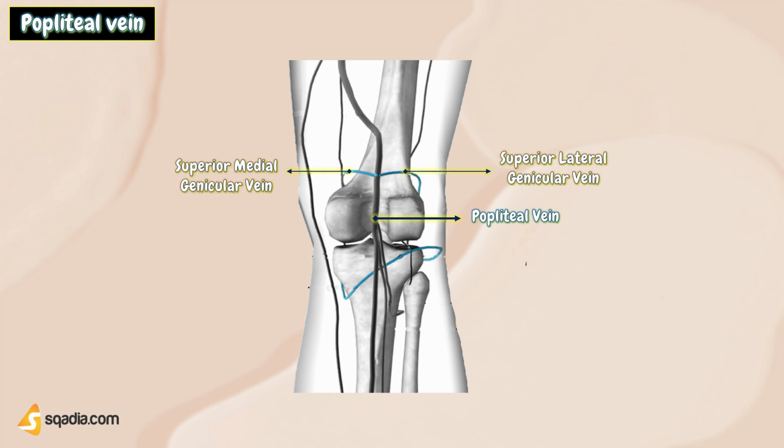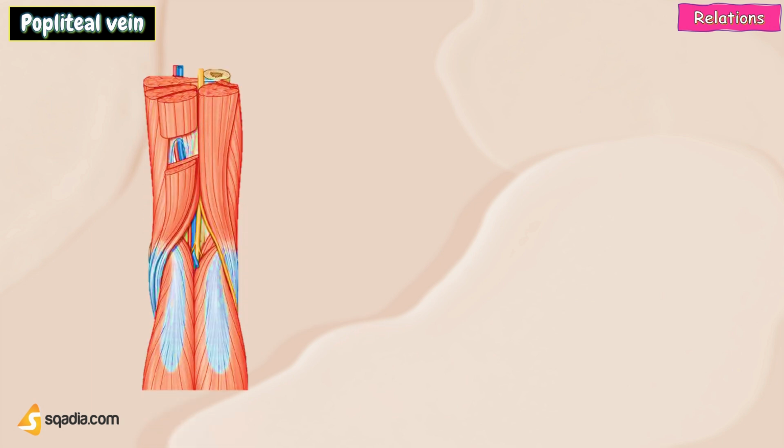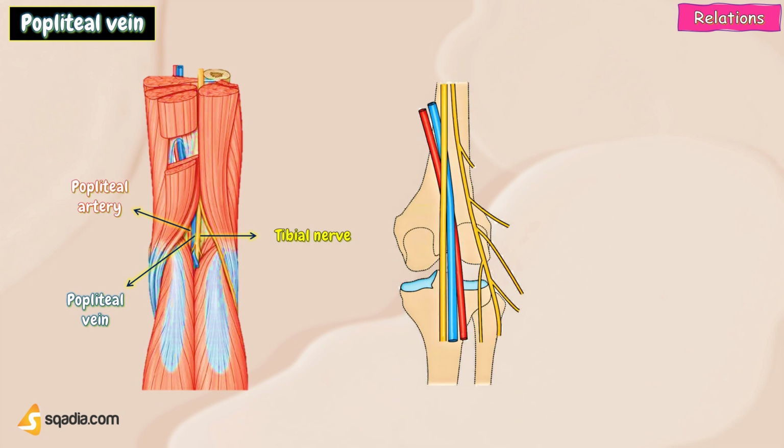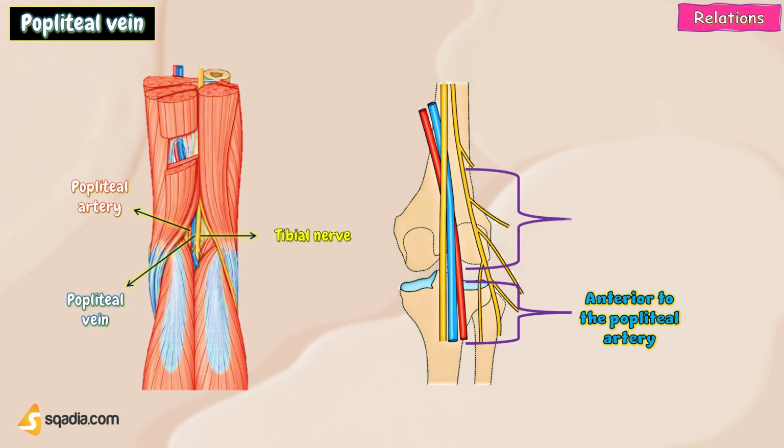As for the relations of the vein with other structures in the popliteal fossa, its relationship to the popliteal artery changes as the vein ascends, but it is always between the popliteal artery and tibial nerve. At the lower part of the popliteal fossa, the popliteal vein is anterior to the popliteal artery. As it ascends, it lies lateral to the popliteal artery, and posterior medial to the tibial nerve in the upper part of the fossa.